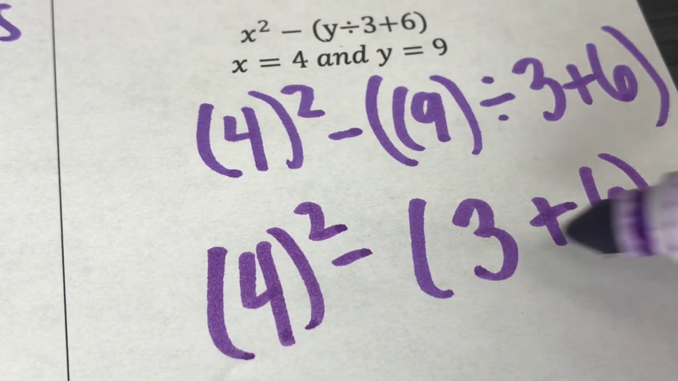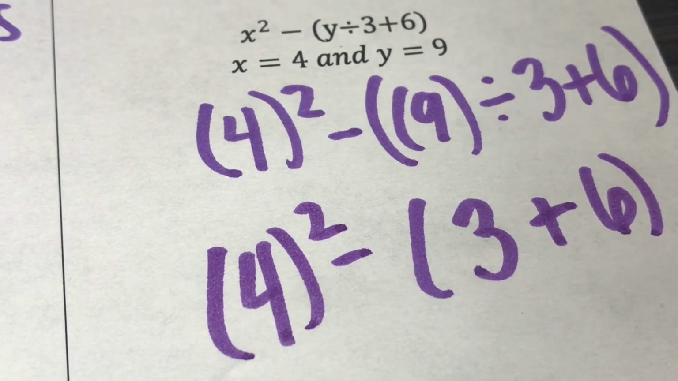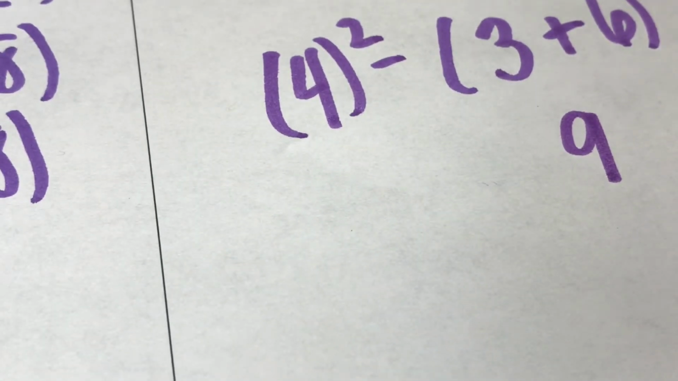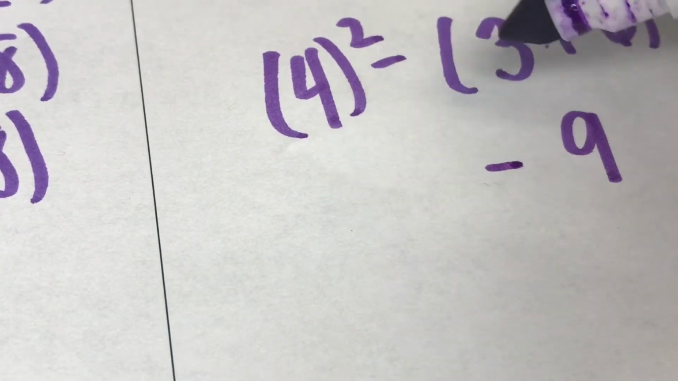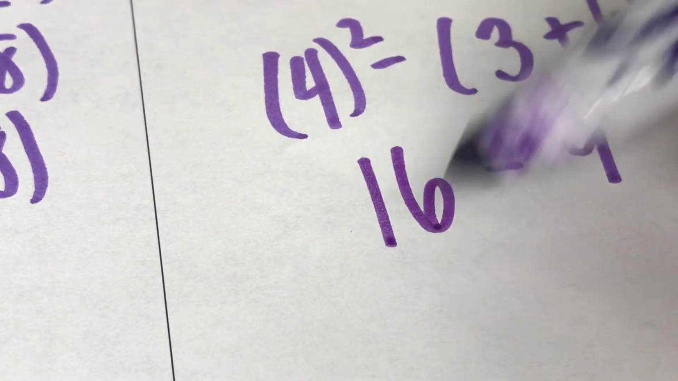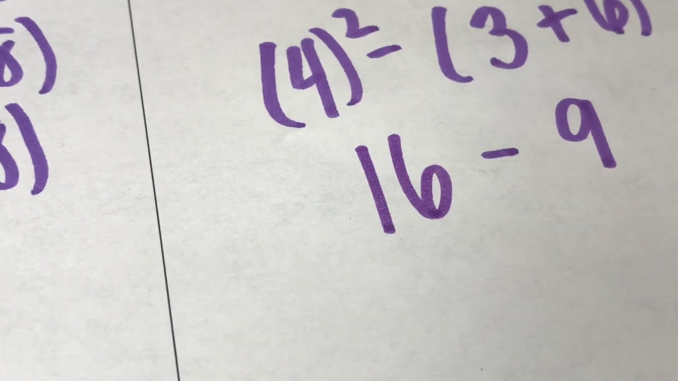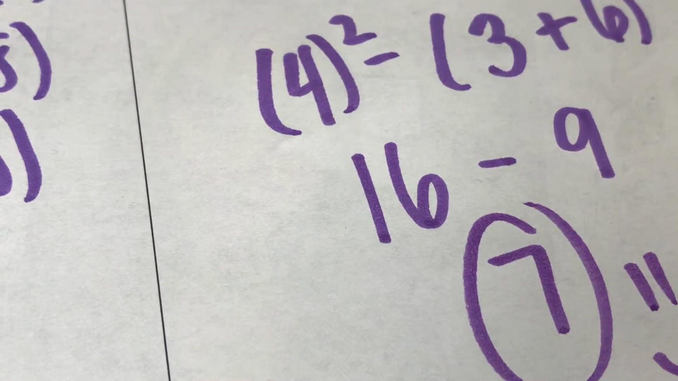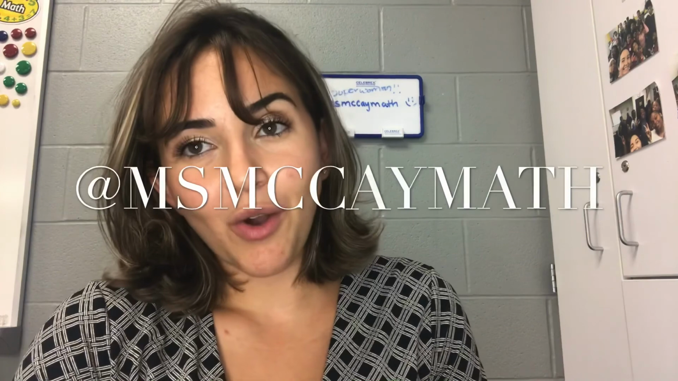From here, we have to finish out the parentheses by adding 3 plus 6, which is 9. From here, we can rewrite the rest and solve for our exponents. 4 squared is equal to 4 times 4, which is 16. Our final answer is 16 minus 9, which is 7. Lucky number 7.